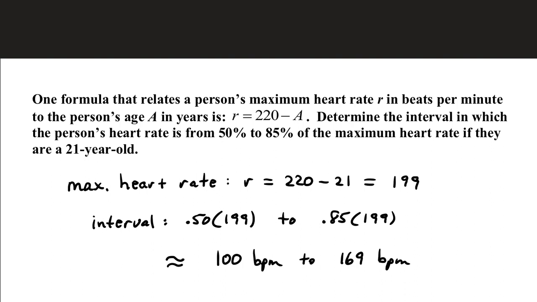Okay, so for a 21-year-old, the maximum heart rate will be 220 minus 21, which is 199 beats per minute. If we're looking at an interval from 50% to 85%, then we will just take 50% of 199, which is approximately 100 beats per minute, and 85%. To write as a decimal, you just divide the number by 100. 0.85 times 199 is 169 beats per minute. So your interval would be from 100 to 169 beats per minute.